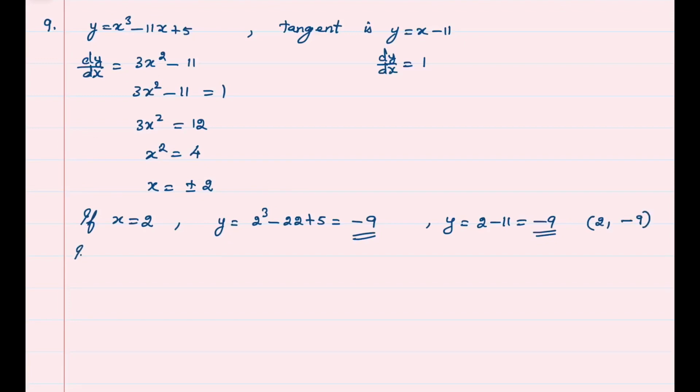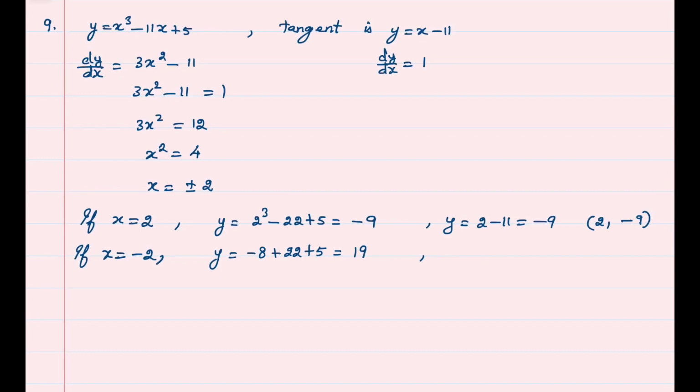Let us check with the value x equal to minus 2. We will substitute in the curve equation. Minus 2 the whole cube is minus 8. Minus 11 times minus 2 is plus 22, and plus 5, which is 19.